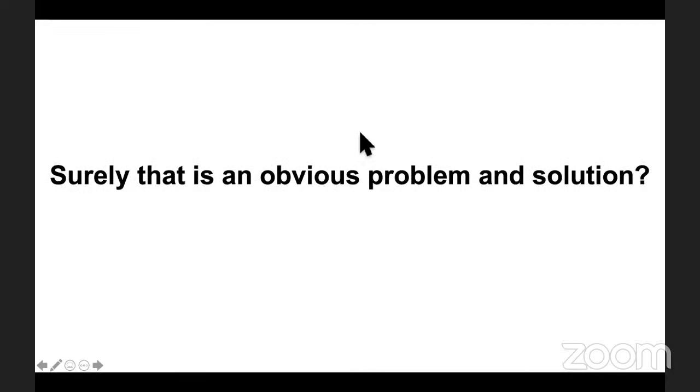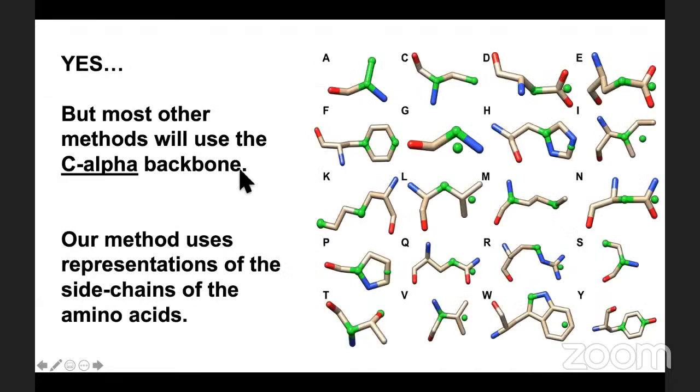Okay, right. So then you might also question, it sounds like a very obvious problem and a very obvious solution. But the answer to that, again, is yes, it is very obvious, and it is being done in many structural searches. But most of the other methods will use the C alpha backbone, while our method focuses on the use of the sidechain representations. And this does offer advantages to the search, which I will demonstrate in this slide.